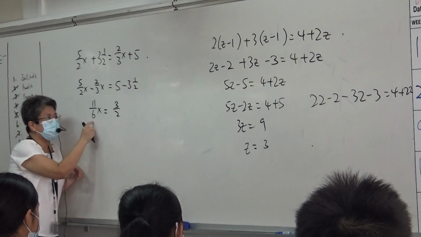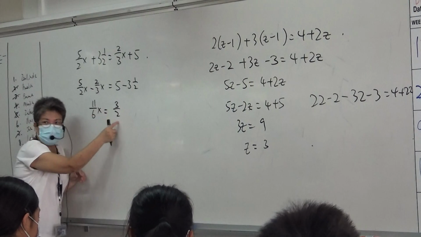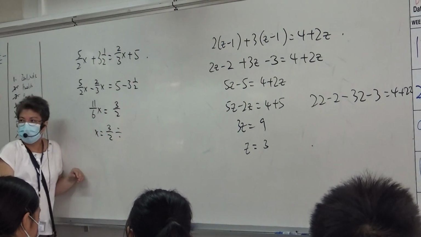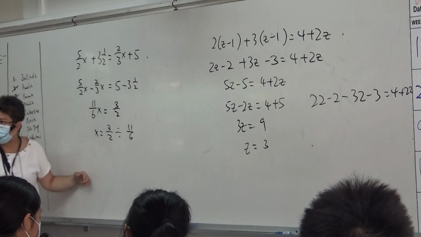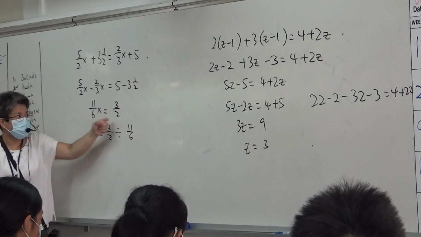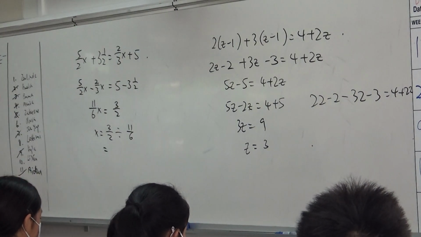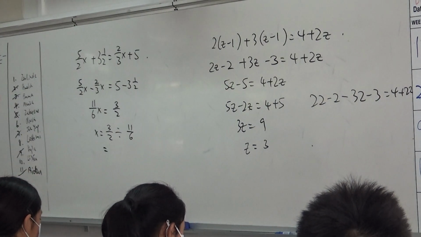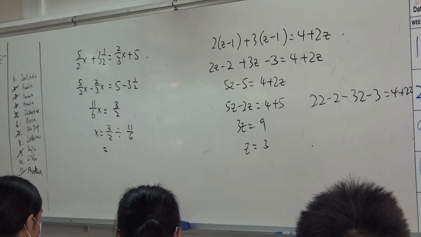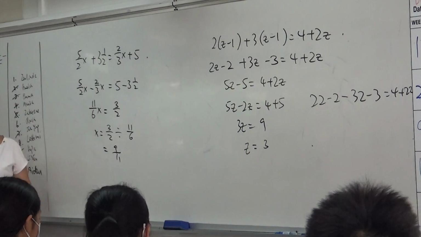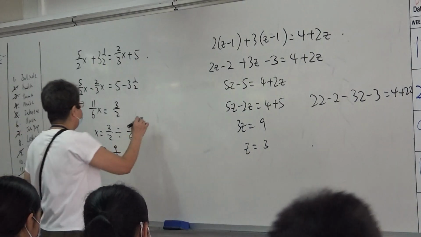Can you see that this is 11 over 6 times x and then this one? So x here will be 3 over 2 divided by 11 over 6. Because this is a times, bring over becomes divide. Agree? Okay, all of you need a calculator. What is this? 9 over 11. Okay?